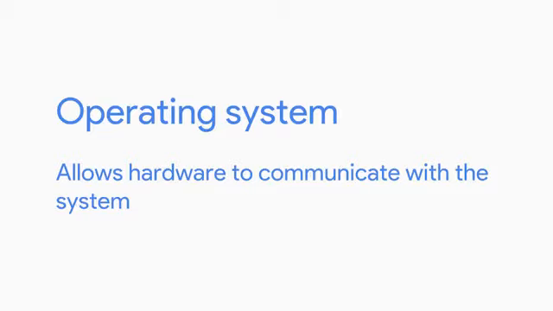The operating system allows hardware to communicate with the system. Hardware is created by many different manufacturers. The operating system allows them to be used with our system regardless of where it came from.